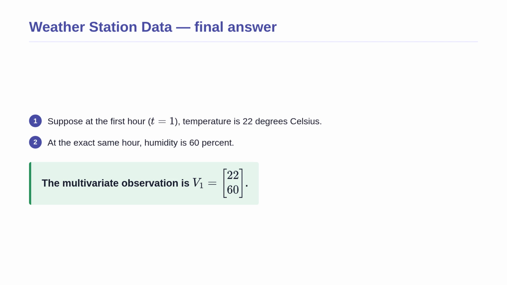This simple grouping shows how multivariate time series keep different types of measurements perfectly aligned in time, allowing us to study their relationship.